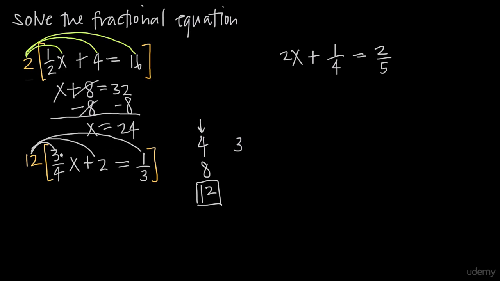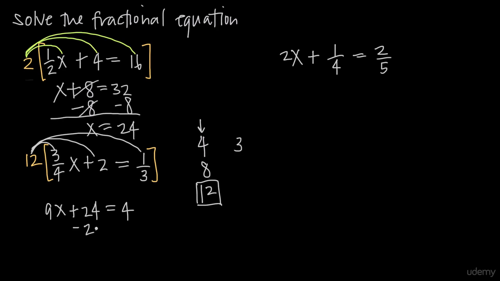12 times 3/4, well, we'll do the numerators first. 12 times 3 gives us 36. 36 divided by 4 gives us 9. So we're going to get 9x. Then 12 times 2 is 24, so we get plus 24. 12 times 1/3, well, we'll do 12 times 1, the numerators, that's 12. 12 divided by 3 is 4, so we get 4 on the right-hand side.